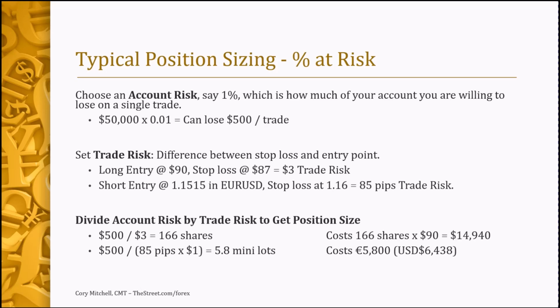So one of the first methods, and one that I teach a lot and recommend most people use, it's good for most people, is the percent at risk. And we're going to choose an account risk. I've given these terms to differentiate what kind of risks we're talking about. When I'm talking about account risk, I'm saying how much of your entire account are you willing to lose on a single trade. So if you have a $50,000 account and you say, okay, I'm only willing to lose 1% on a trade, that means you can lose $500 per trade.